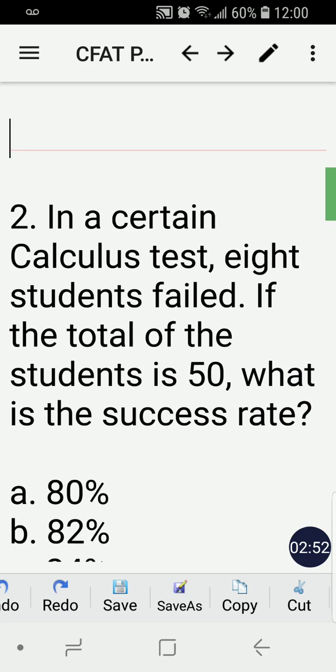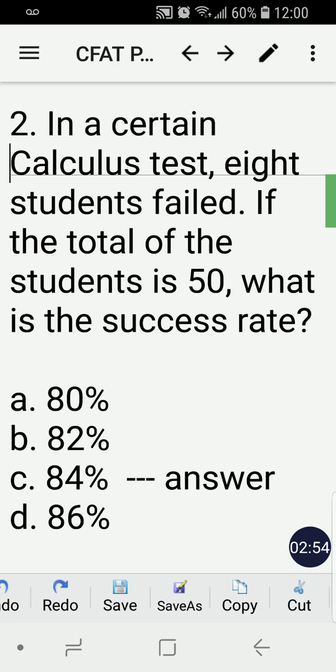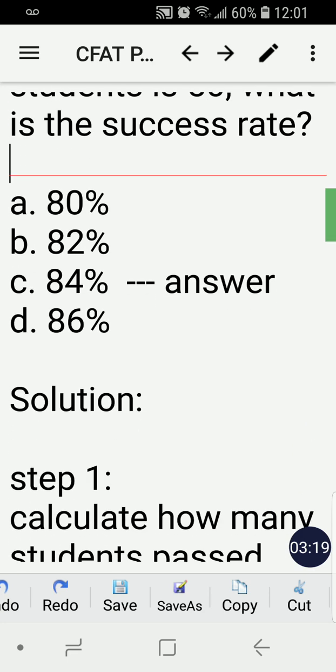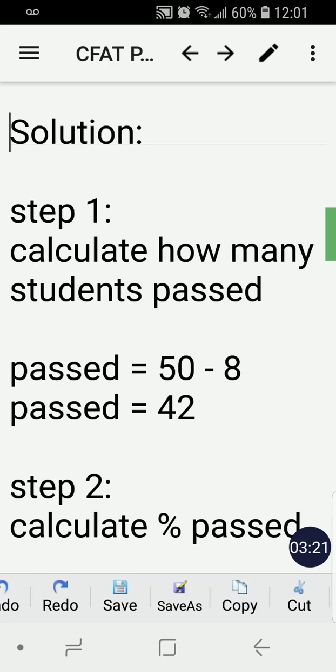Okay, number 2. In a certain calculus test, 8 students failed. If the total of the students is 50, what is the success rate? So pretty straightforward. The correct answer is 84%. And here is the solution.